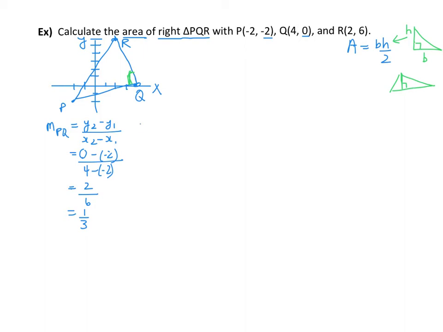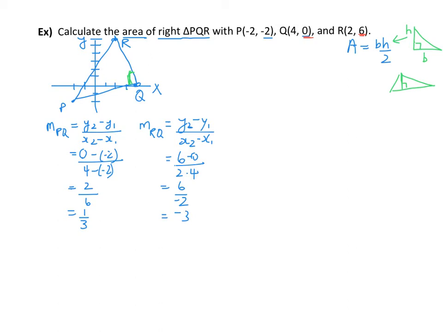Okay, now I'm going to find my slope of RQ. So R to Q. So again, y2 minus y1 divided by x2 minus x1. I'm just going to do these in different colors here. I want the 6 take away the 0, so 6 take away 0 divided by 2 take away 4. So that's going to give me 6 divided by -2, which is equal to -3.